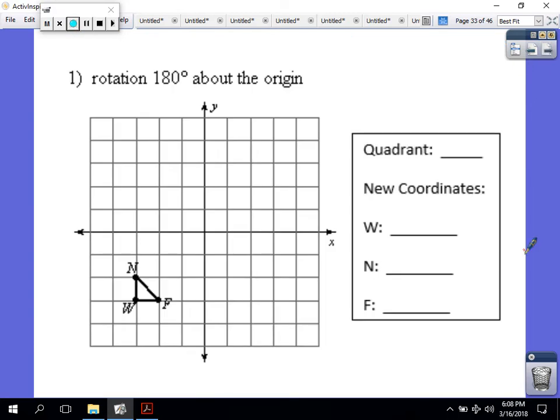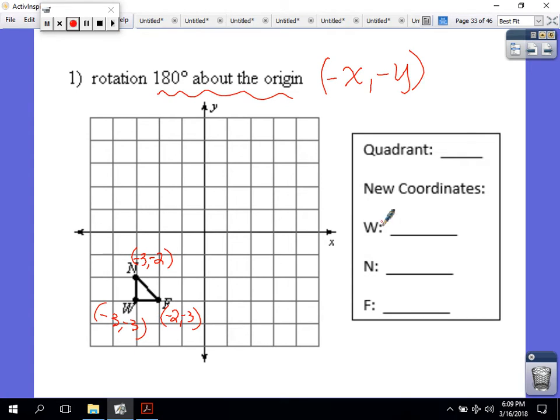All right, so for these, I'm going to help you guys out a little bit and go ahead and give you the original coordinates. So N is at -3, -2. And W is at -3, -3. And F is at -2, -3. So we'll need that to rotate it. So it says rotate 180 degrees about the origin. So for 180 degrees, our rule is opposite x, opposite y. So let's take all of our coordinates and change them to their opposites.